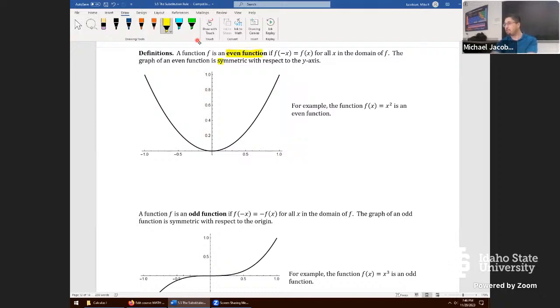An even function has symmetry with respect to the y-axis. That's what makes it even, but it also satisfies this equation: f of negative x turns into f of x. Visualizing it, this is what it would look like. f at negative 0.5 gives us this value, and so does f at positive 0.5.